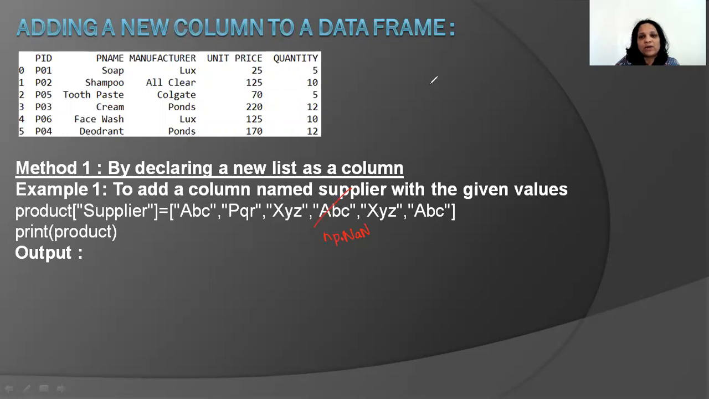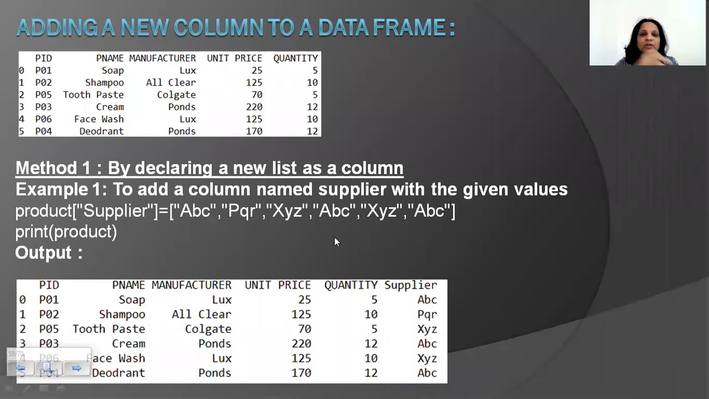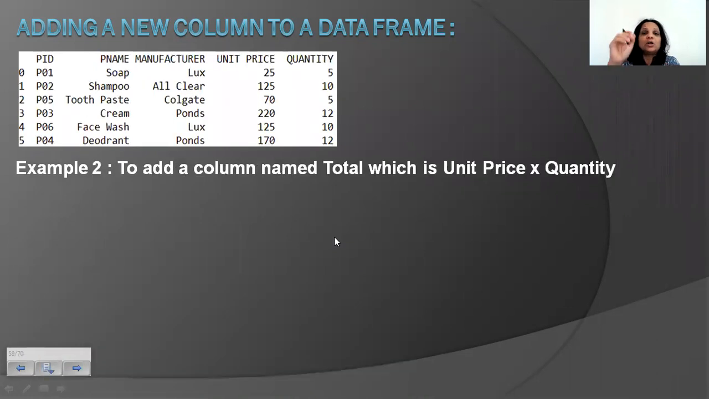And what happens is, in my output, you will see that the column called supplier gets added and all the elements that I have specified in the list become a part of the supplier column. Is that clear? Okay. Now, what if I want to add a column which is not a specific value, but a calculated value, and the values from which it is calculated are already present in the data frame?